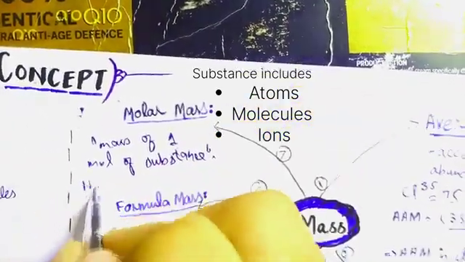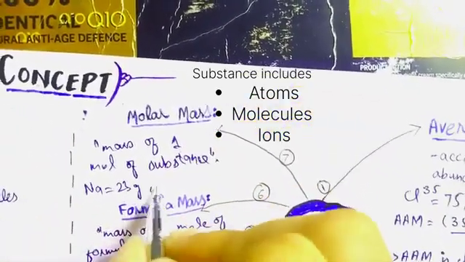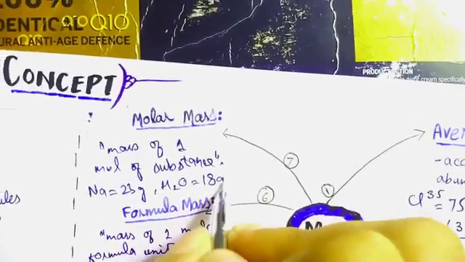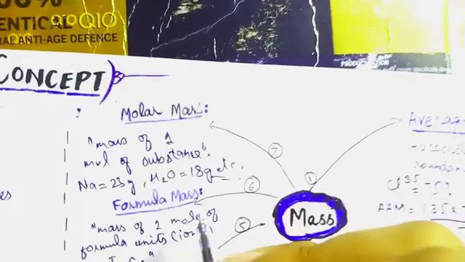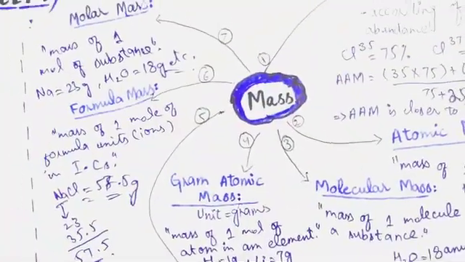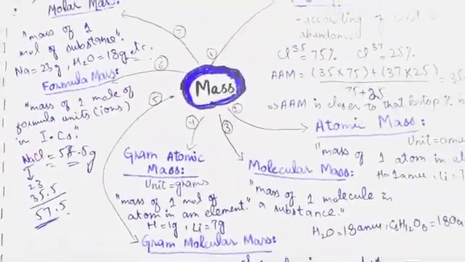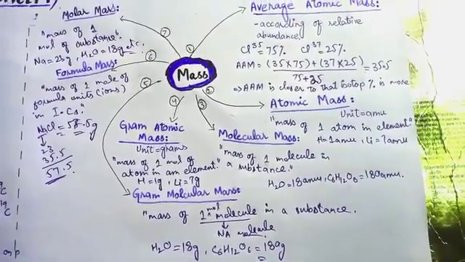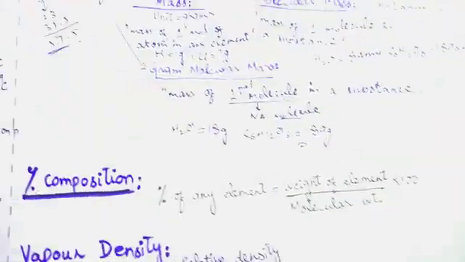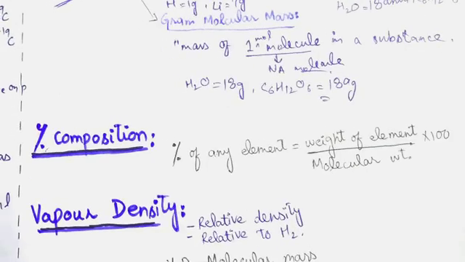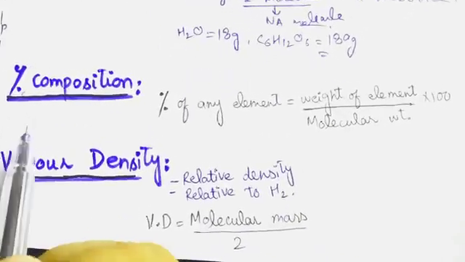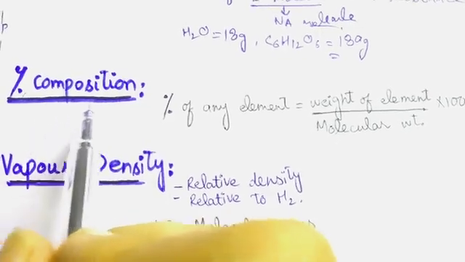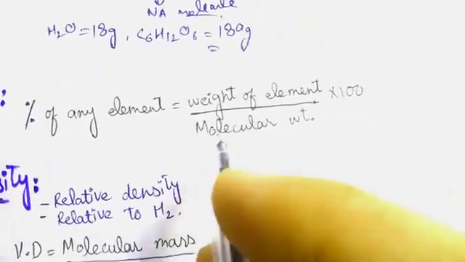It may be Na, that is 23 gram, or H2O, which is equal to 18 gram, etc. These are the terms of mass used in chemistry. Hopefully you will understand. And these are the terms. If we want to find the percent composition of any element, here is the formula.